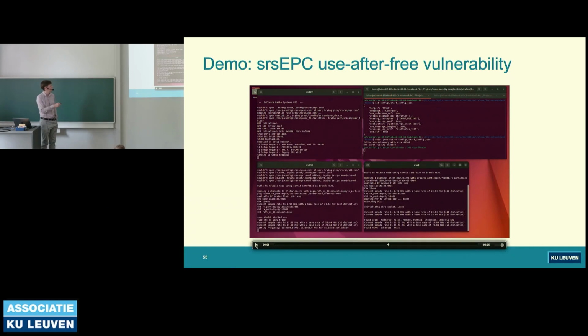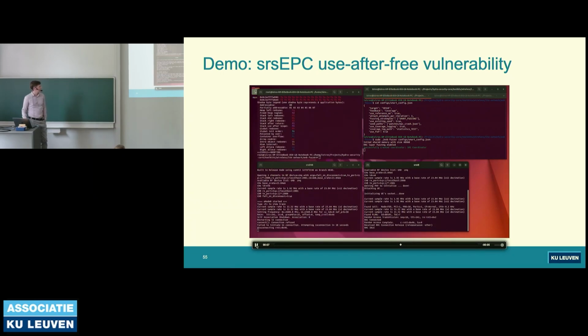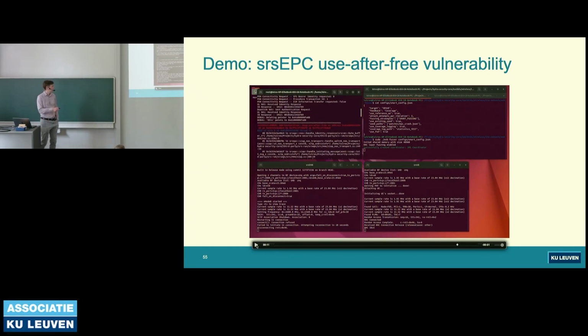And in this demo, you'll see the core network crashing after the UE sends a malicious packet via the base station to the core network. So keep an eye on the core network, it will crash shortly. Yeah, so it crashed, and here we see the reason. I'll read it for you. The address sanitizer tells us that it was a heap use-after-free vulnerability, and it was located in the handle identity response function.